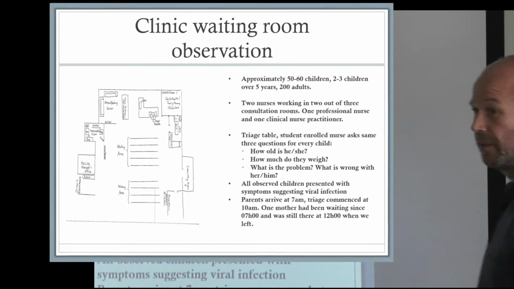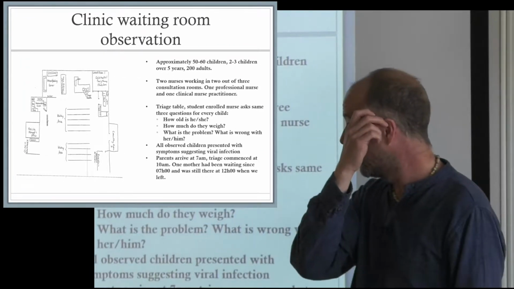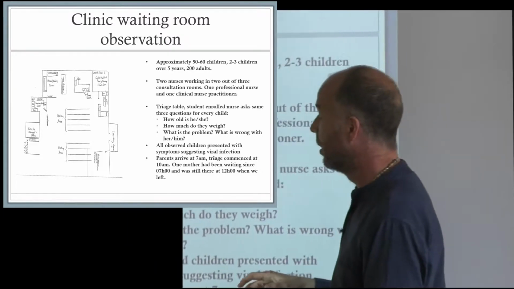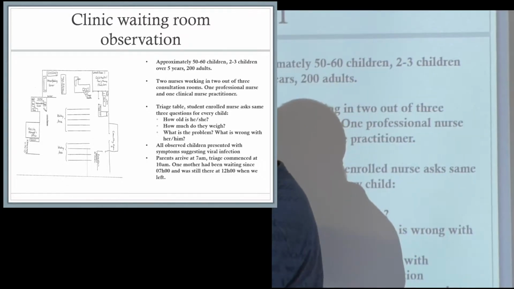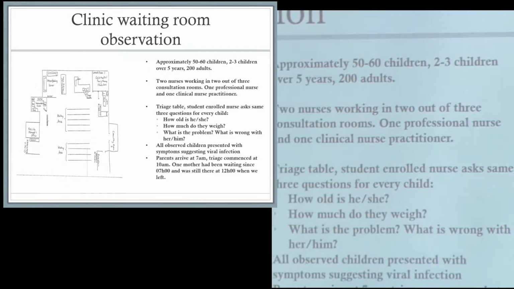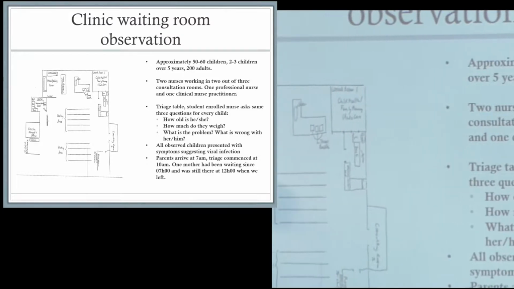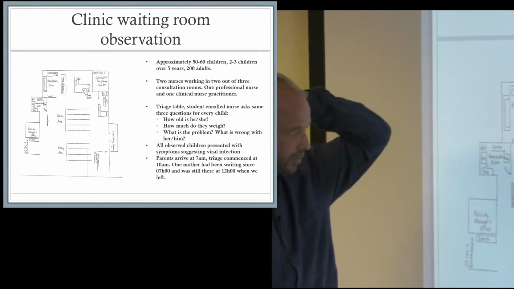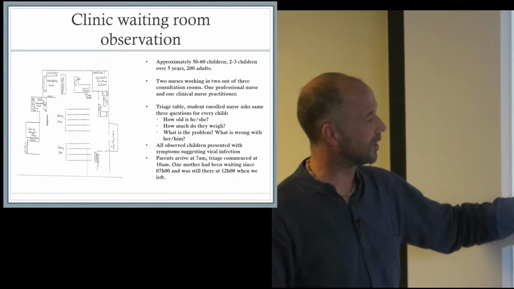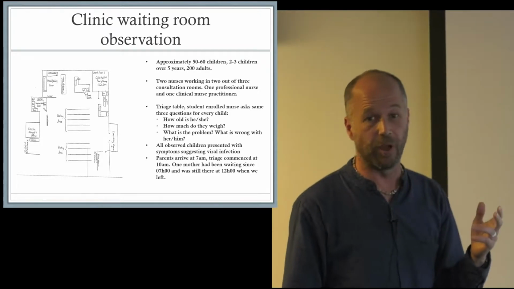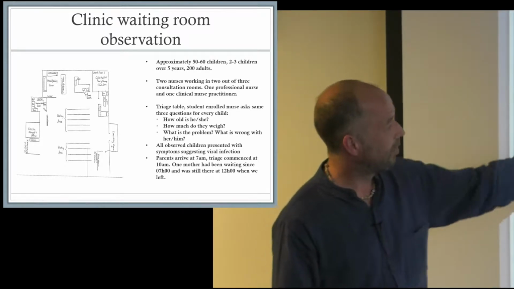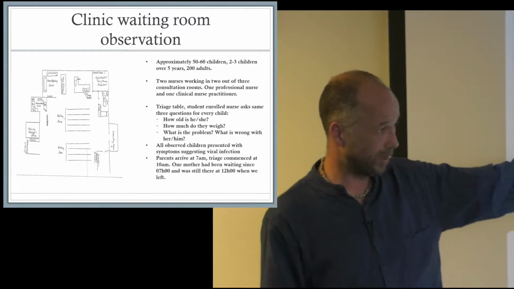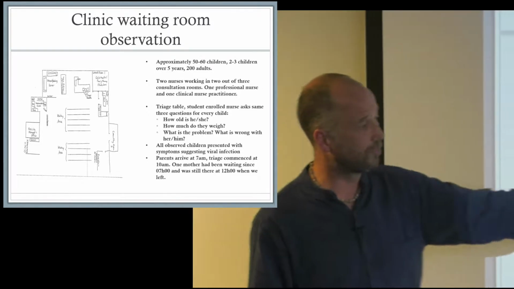So this is an observation of a waiting room that provides some understanding of what it's like outside a consultation. So here what you can see is the waiting area. I'll stand this side. And there were about 250 people, I think, sat in there when we went in at 9 a.m. or something like that. About 50 to 60 children, but only about 2 or 3 of them are over 5 years of age. Here is a triage desk where a sort of student enrolled nurse asked 3 questions, and we stood there for 2 hours and they asked the same 3 questions.